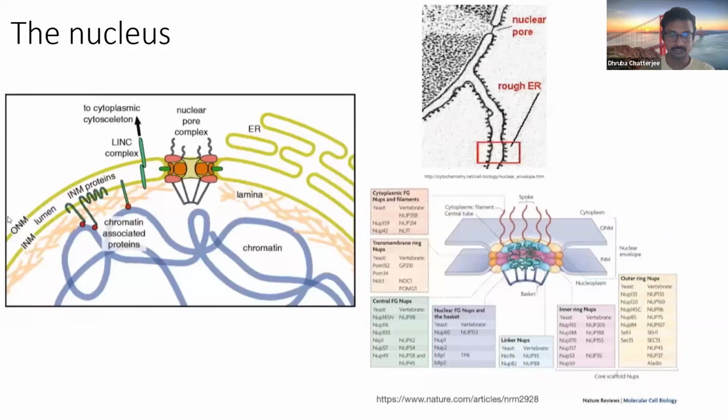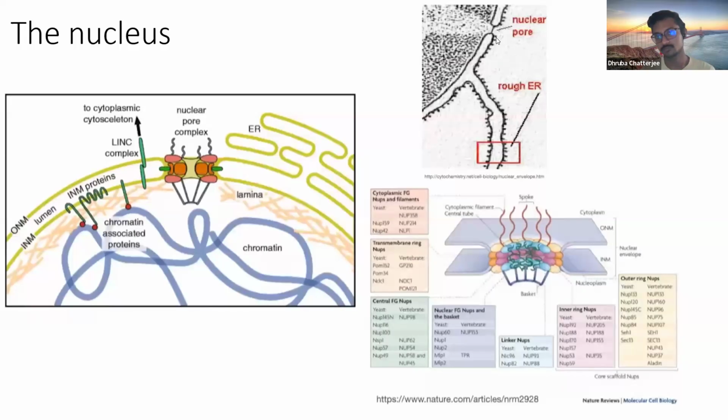As we see further in the next slides, this is the architecture of the nucleus. You have the nuclear envelope, which is a double membrane-bound structure. Basically you have the outer nuclear membrane and the inner nuclear membrane, and there is a lumen present within this nuclear envelope. The outer nuclear membrane then becomes continuous with the endoplasmic reticulum membrane.